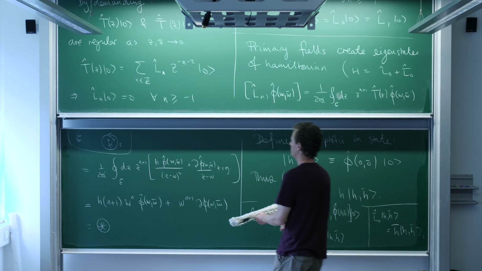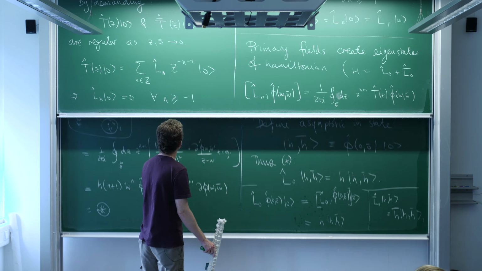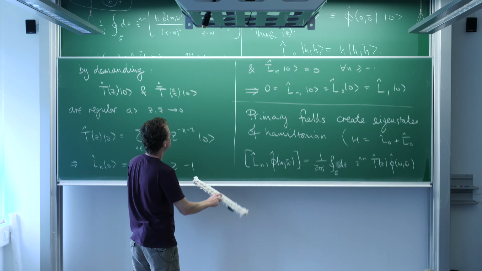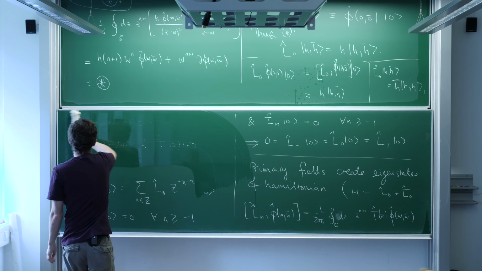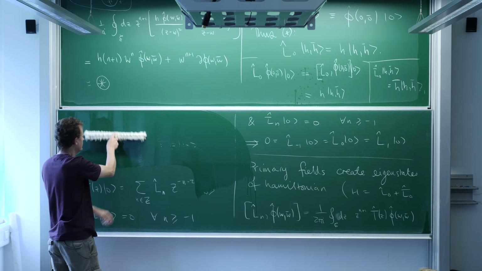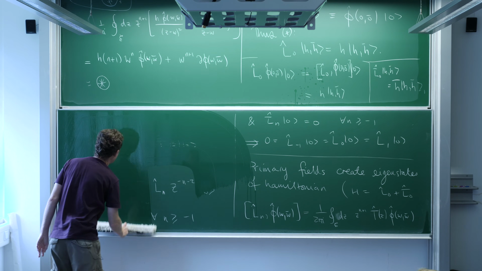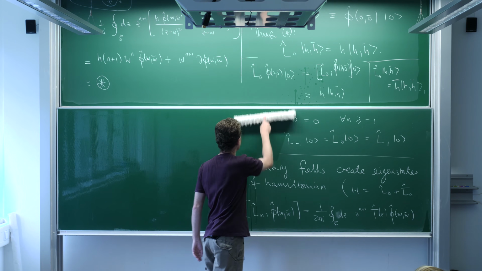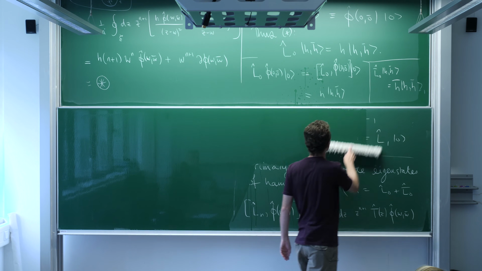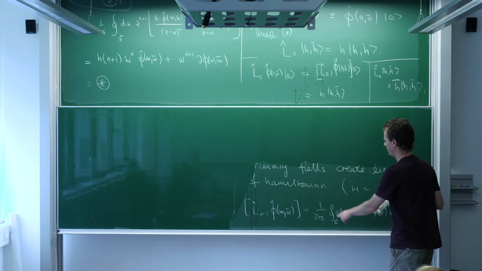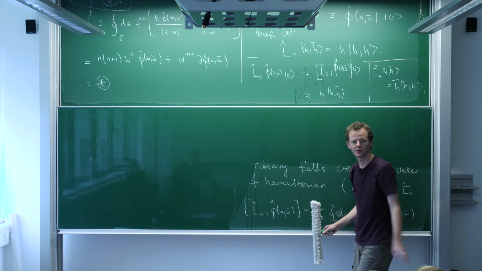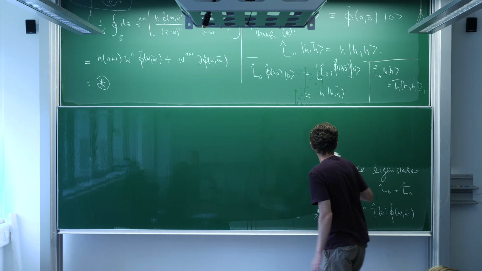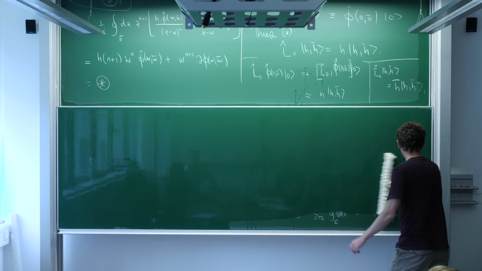But we actually get so much more. So this equation star is really very, very powerful. It tells us that these Ln operators act like ladder operators. So the L minus n's act like creation operators, and Ln's act like annihilation operators.